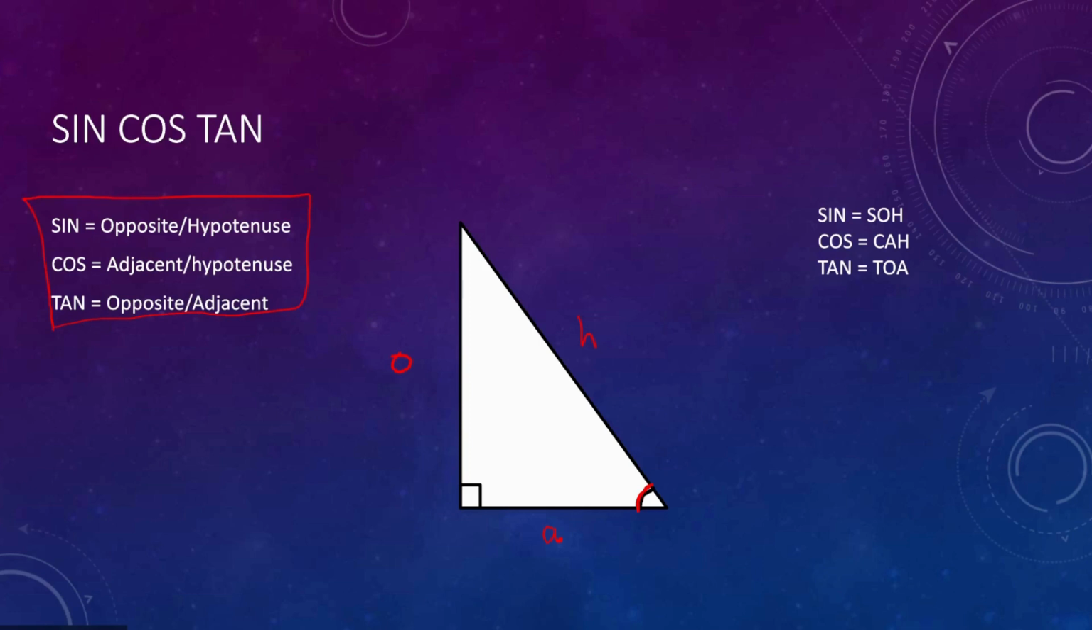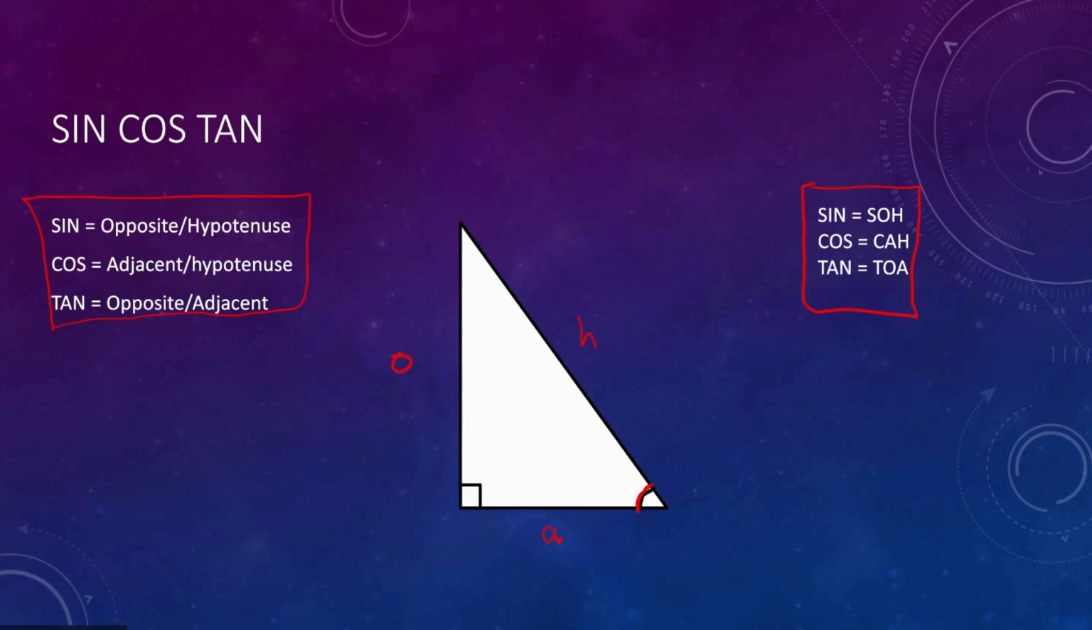Sine is opposite over hypotenuse. It will be hard to memorize this, but you can use mnemonics like this. So soh cah toa: sine is soh, cos is cah, and tan is toa. This is how students memorize this.